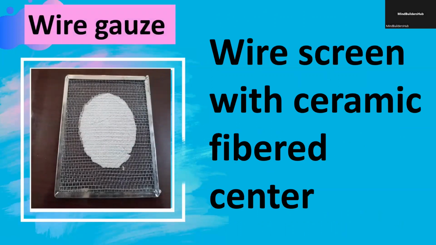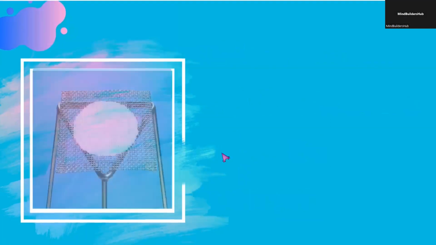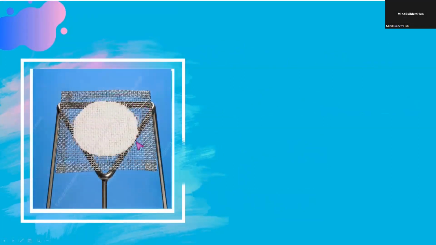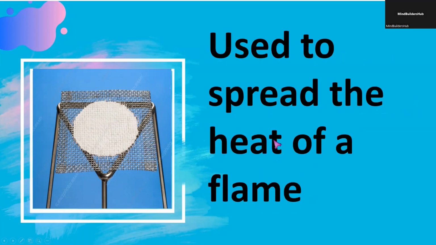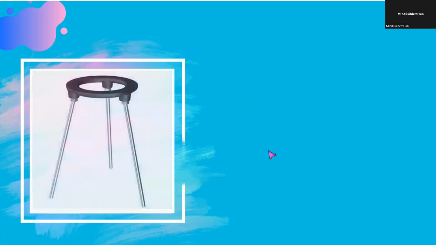Next, for heating, we have the wire gauze. The wire screen with a ceramic fibered center. This is what it looks like. And to use that in a setup, we just place it on top of the stand, whether it's a tripod or iron ring. Used to spread the heat of the flame. That's the purpose of the wire gauze. It is the one that spreads the heat coming from the Bunsen burner and alcohol lamp.